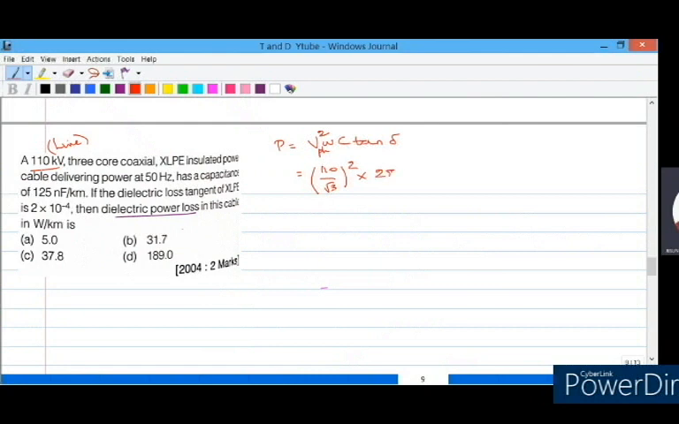So omega is 2 pi into F. F is 50 here. And C is given as 125 n. n means nano, which is 10 power minus 9. Then tan delta is directly given as 2 into 10 power minus 4. So if you solve this, you'll get the answer as 31.7 watts per kilometer. Already the C is given per kilometer only, so you can directly take the answer, which is 31.7 watts per kilometer.